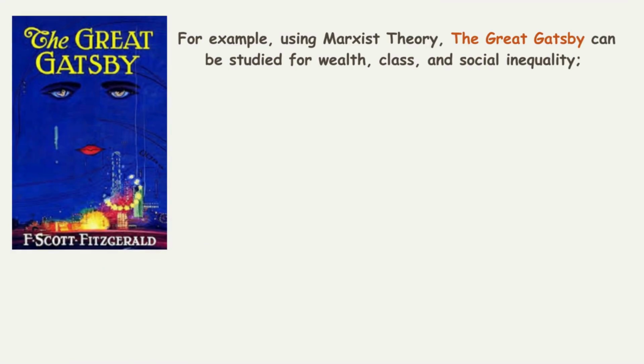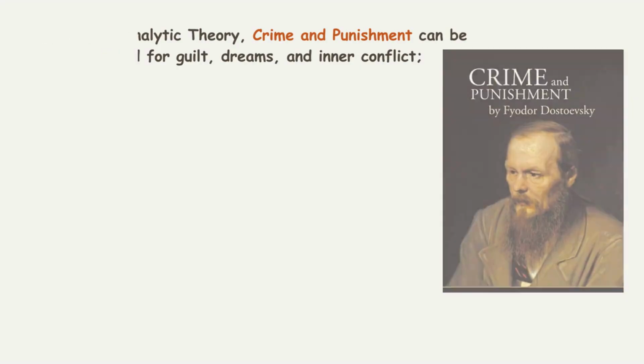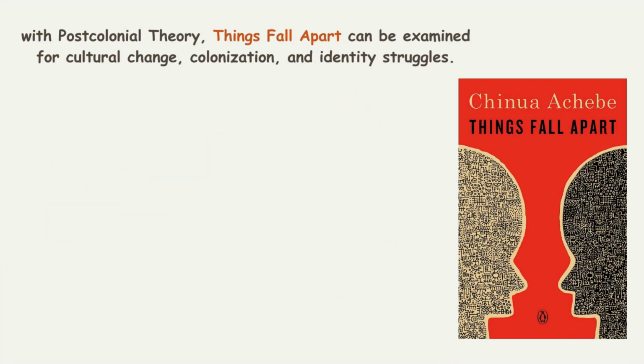For example, using Marxist theory, The Great Gatsby can be studied for wealth, class, and social inequality. With psychoanalytic theory, Crime and Punishment can be analyzed for guilt, dreams, and inner conflict. With post-colonial theory, Things Fall Apart can be examined for cultural change, colonization, and identity struggles.